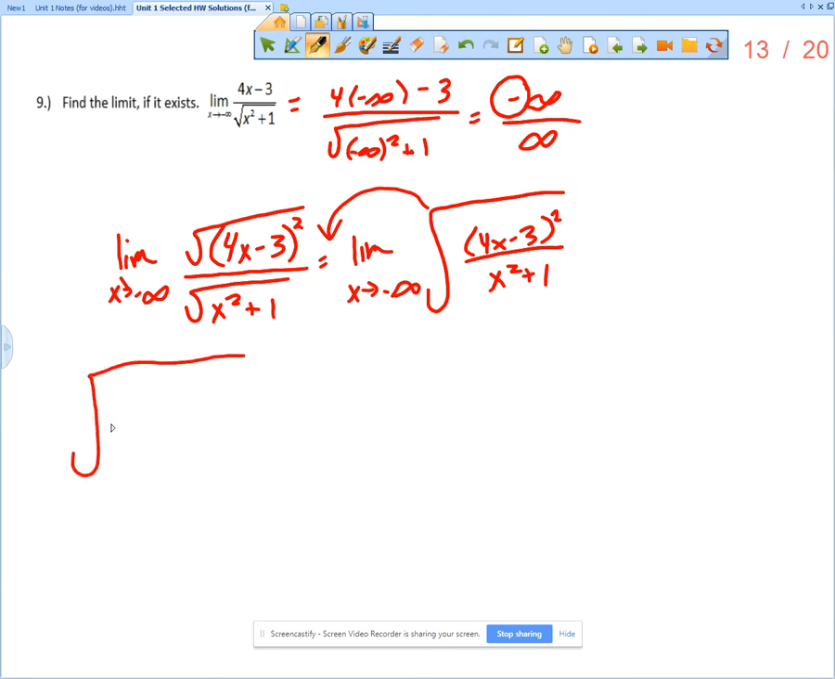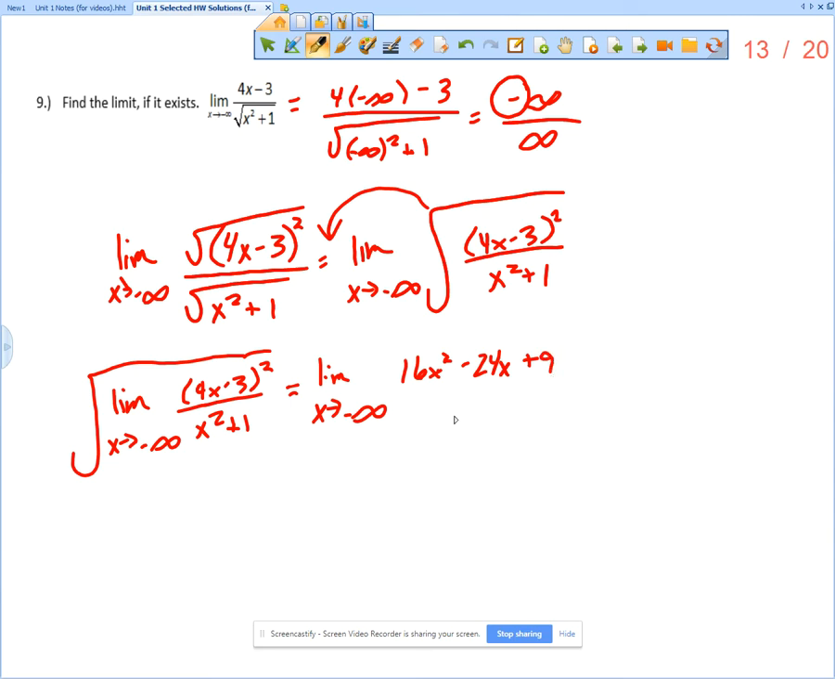So now I have the square root of the limit as x approaches negative infinity of (4x minus 3) quantity squared divided by x squared plus 1. So now, forget about the square root. Now we want to evaluate this limit. So now it actually is that x squared is the highest power, but what we want to do is take that numerator and multiply it out. So the limit as x approaches negative infinity of 16x squared minus, we would get a 12x, so 4x times 3, and another 12x, that'd be minus 24x, and then plus 9. All of that divided by the x squared plus 1. And remember, don't forget about the square root.